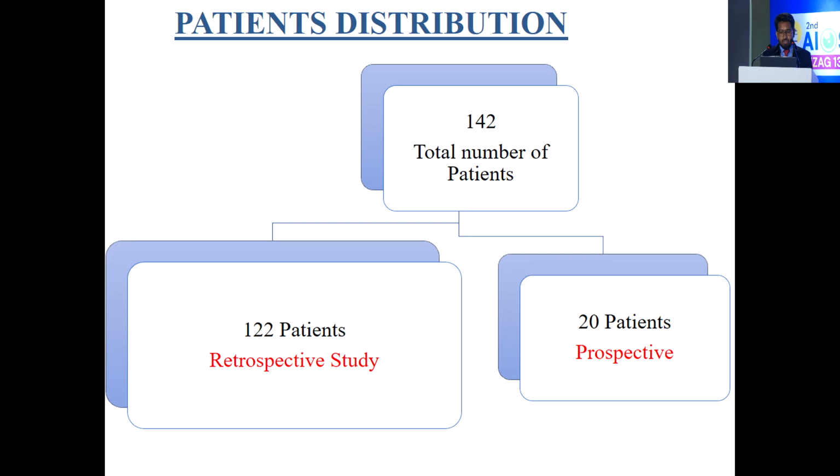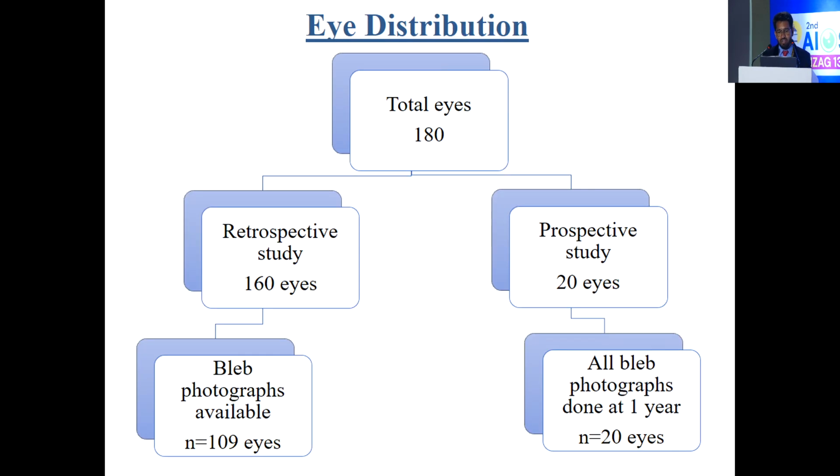Coming to the results, the total number of patients is 142: 122 patients in the retrospective study and 20 patients in the prospective study. The total number of eyes is 180: 160 in the retrospective study and 20 eyes in the prospective study. Bleb photographs were available for 109 eyes from the retrospective study, and for all 20 prospective eyes.